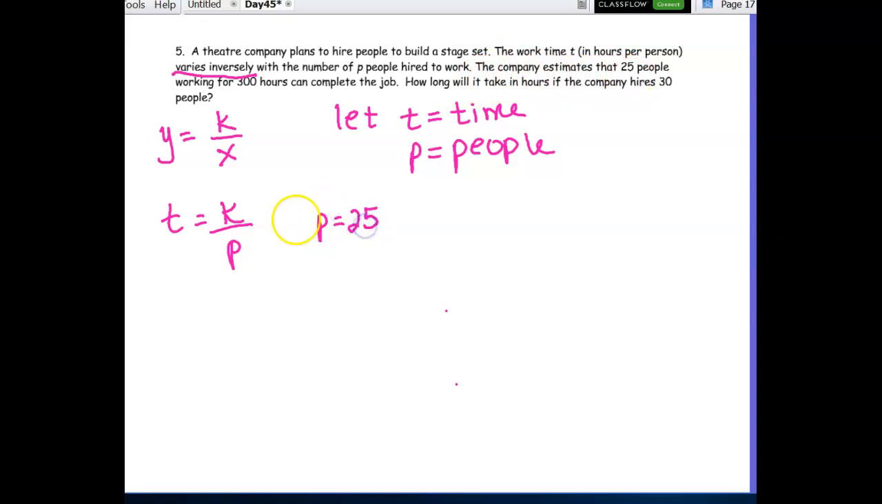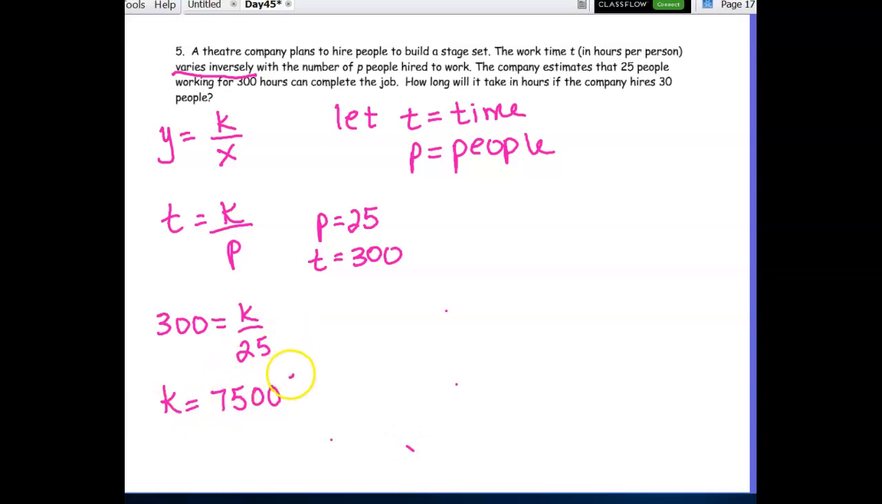Now the information the word problem gives us: the company estimates 25 people, so our P is going to be 25, are working for 300 hours, and our time is 300. So we're going to plug these values in. We get 300 is equal to K divided by 25. We multiply both sides by 25, and we end up with our K equal to 7,500. Once we have that constant of proportionality, we plug it back in here. Our time is equal to 7,500 divided by the number of people.